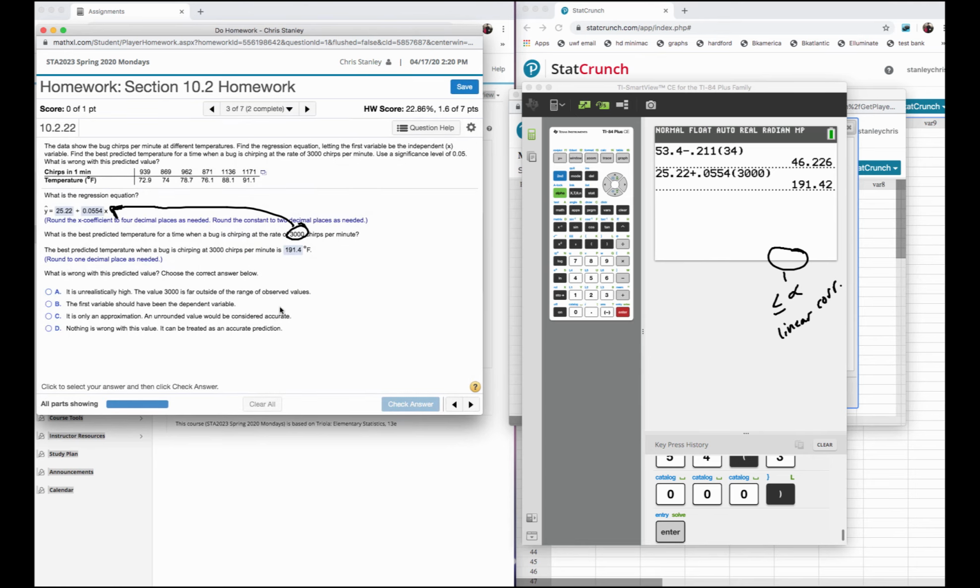Okay, so the bad thing about what we just did, if you look at all the chirps, none of them were anywhere near 3,000. So it's never good to make predictions outside of the data that we have. That's called extrapolation.